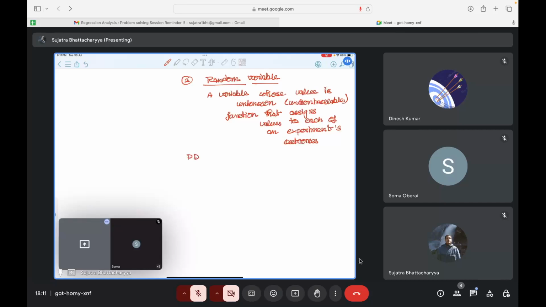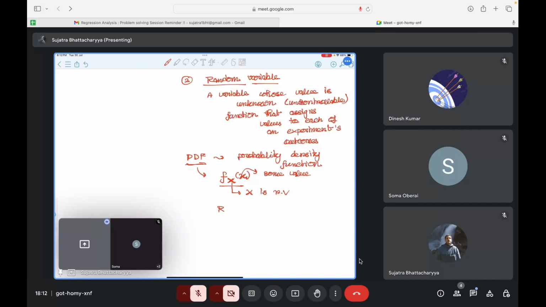So PDF is nothing but the probability density function. This PDF is generally written as f_X(x). That is, this is nothing but the PDF of a random variable X. This X is the random variable which will assign some value small x. This is some value which the random variable will assign.